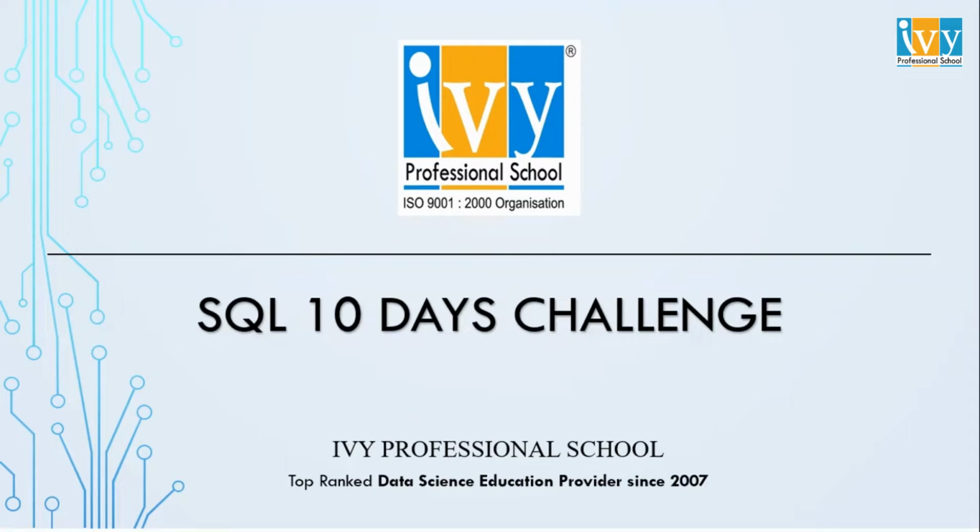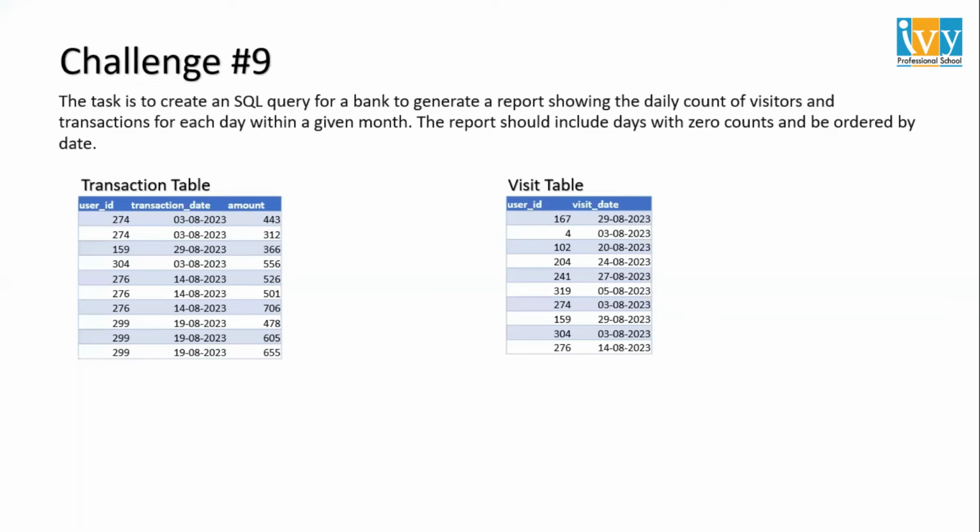So in this challenge, the task is to create a SQL query for a bank to generate a report showing the daily count of visitors and transactions for each day within a given month. The report should include days with zero counts and be ordered by the date. So we have a transaction table with user ID, transaction date, and the amount. And we have a visit table with the user ID and the visit date. So let's go to the MySQL Workbench to solve this challenge.